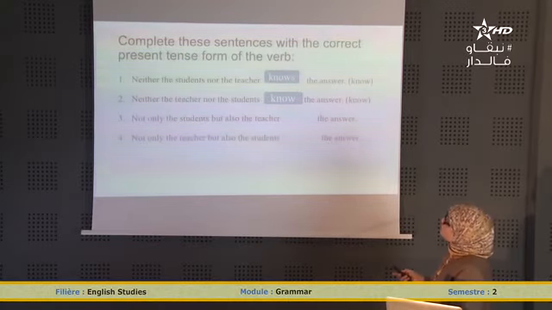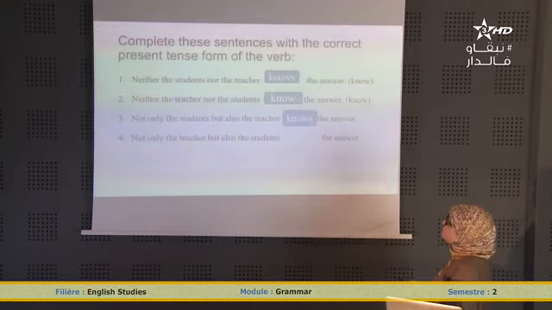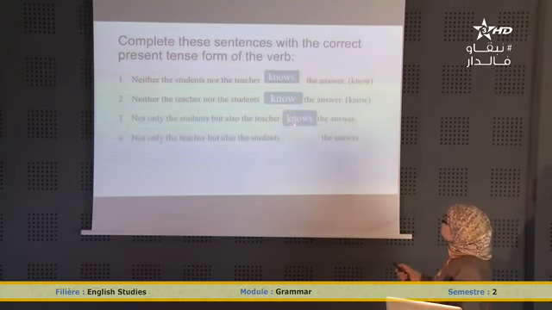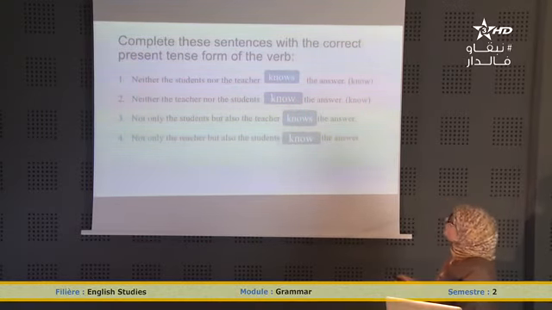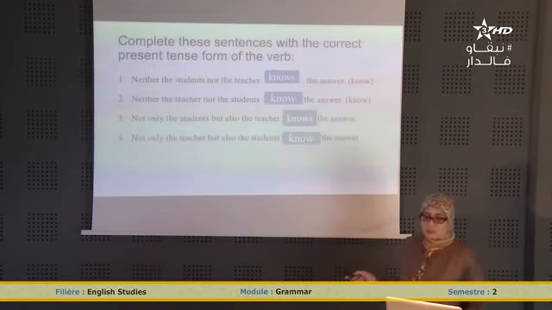Number three, not only the students but also the teacher knows the answer. The same thing, the word teacher is singular, it is followed by a singular verb. And not only the teacher but also the students know the answer. Notice again that the students here is plural, hence the verb know agrees with the subject that is closer to it, not the one that we have at the beginning. Now let's look at more examples.